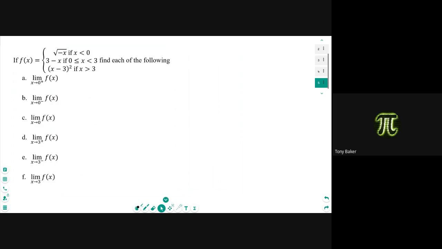Okay, what type of problem is this? This is a piecewise function. The key with the piecewise function is when you're looking at the limits, you have to decide which one you're looking at. So the first one, the limit as x goes to 0 from the right. Which one am I looking at for that one?